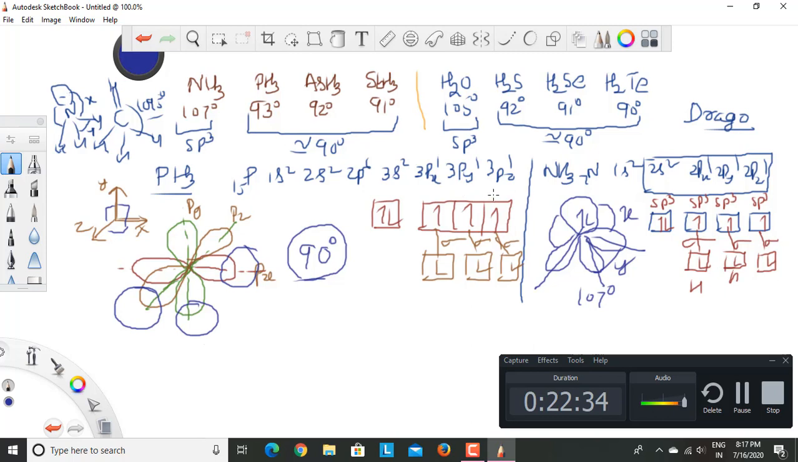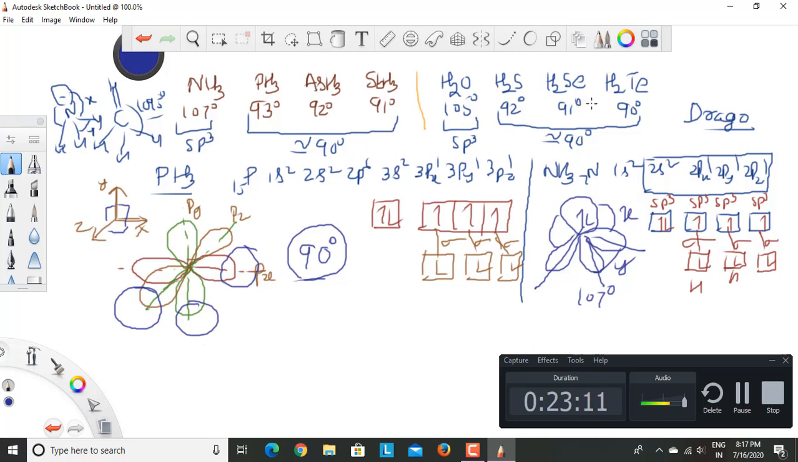But only if there is no hybridization will the bond angle be 90. If there are pure p orbitals, that is px, py, pz, lying along the 3 axes, then only will they overlap like this and the bond angle will be 90. So Drago has assumed that in these 3 cases there is no hybridization, so there will be pure p orbitals.